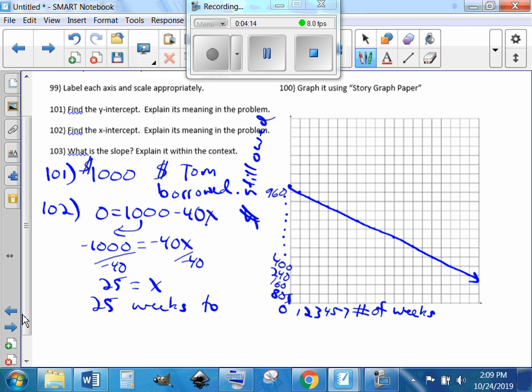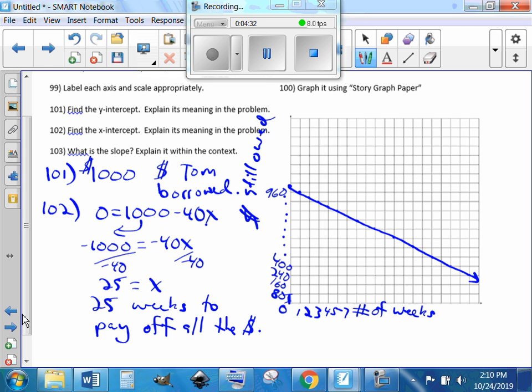Okay, and in the context, that means it took 25 weeks to pay off all his debt. 25 weeks to pay off all the money. Because at that point, the y value is 0. So he still owes $0, or he now owes $0.